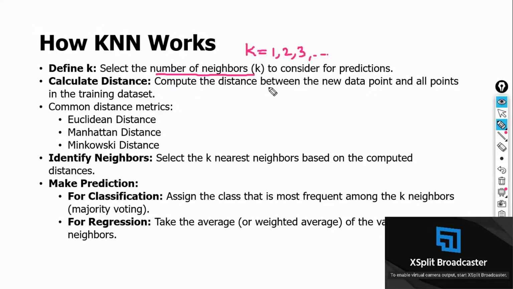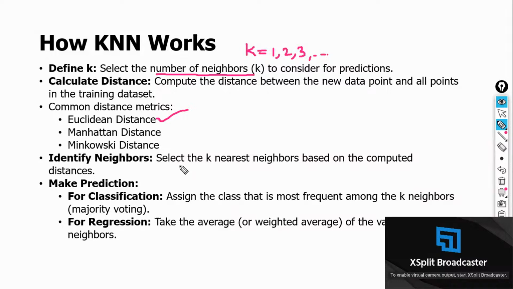Then compute the distance between the new data point and all the points in the training data set. In the training data set, you'll already have the data. Then for the new data point that we have, we are supposed to get the distance between the new data point and the existing data points. How? Using distance. By default, Euclidean distance will be used. If not, Manhattan, Minkowski, Mahalanobis, there are multiple distance formulas used. Different scientists came up with different formulas. At the end of the day, depending on the distance that you use, you'll get the results.